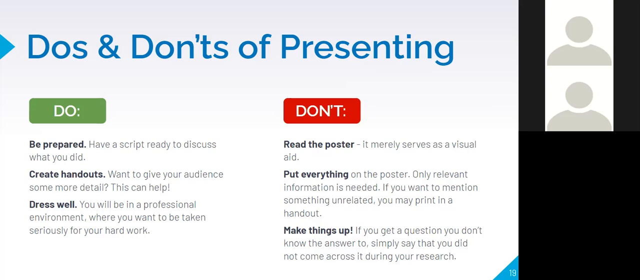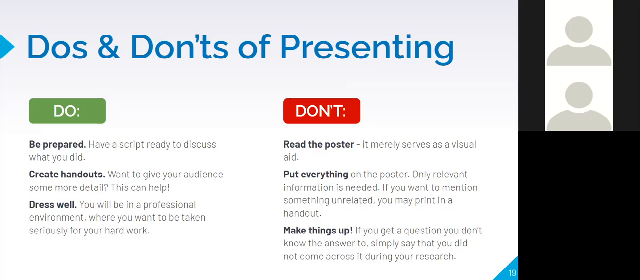The second don't I have is don't put everything on the poster. Like Salma and I have said before, only the most relevant information is needed. If you want to mention something that's maybe off topic or unrelated, but you think it's still important, you can have some handouts, or you can put some more information on a QR code for your audience to look more into on their own time. But just remember that the poster has limited space, and you want to make sure you're taking advantage of it as much as you can.